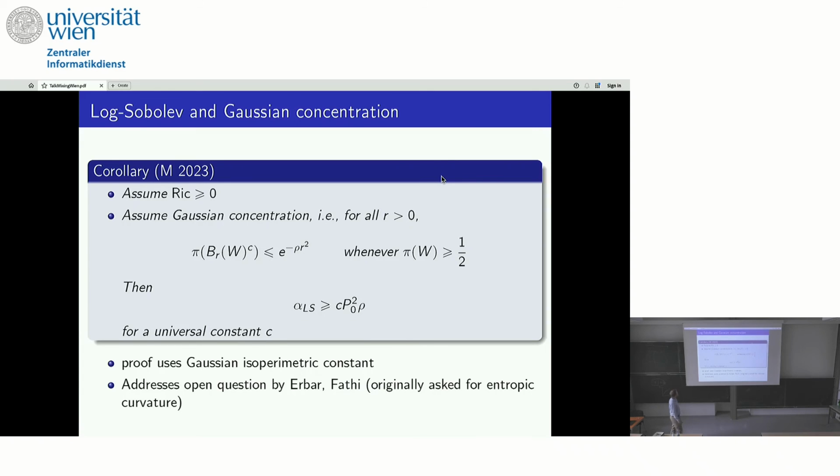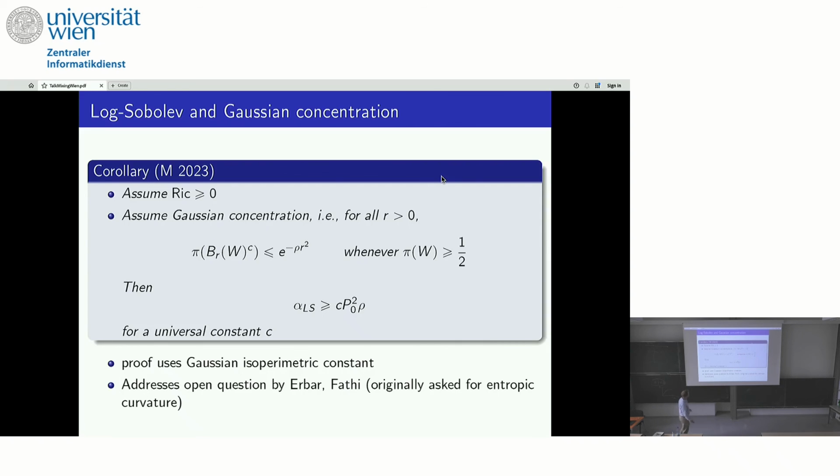Okay, then we can also get back the Gaussian isoperimetry from the Gaussian concentration profile. So we assume we have Gaussian concentration, which I told you in the beginning is also a consequence of positive Ricci curvature, but now we just assume it, and we additionally assume non-negative Ricci curvature. Then we can get a bound on the log-Sobolev constant. So here, unfortunately, we have this P0 squared. So in the first step, we don't get the log-Sobolev constant, but the Gaussian isoperimetric constant, but they are, so to say, also in one-to-one relation, just up to this factor P0.